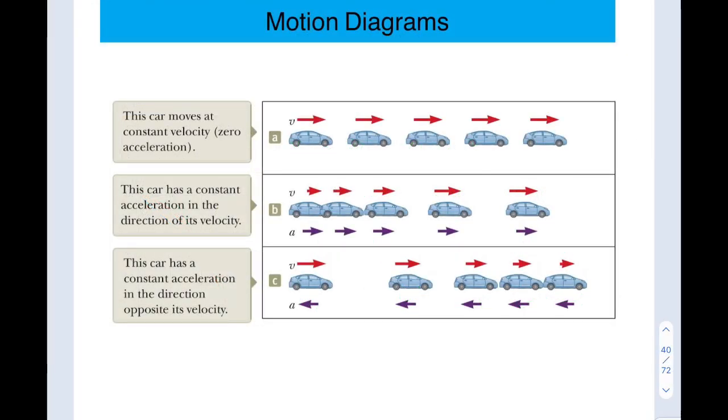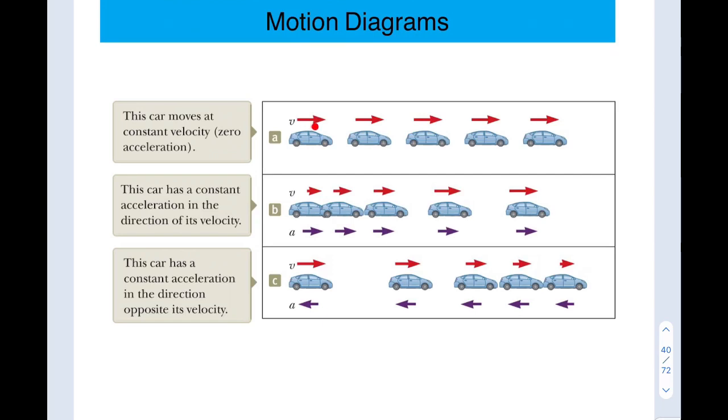For the motion diagram here, if you refer to figures A, B and C, you have different information. For figure A, the car moves at constant velocity and has 0 acceleration. How do we know? Because the arrows representing the vector of V are drawn at the same length and the same direction at almost the same constant time interval. So the velocity is constant or uniform.